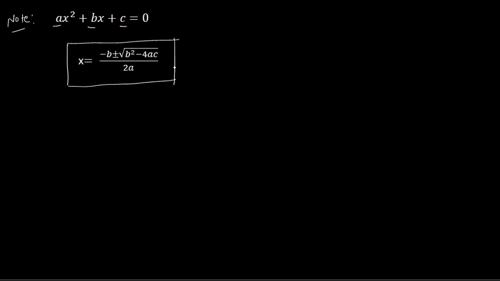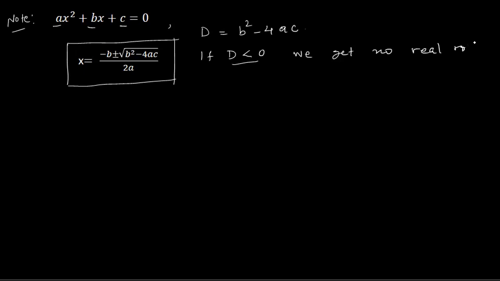Please remember here, b square minus 4ac is a very important term. It is called the discriminant, and whenever it is less than 0, we get no real roots, or we get complex roots. Let us understand this through an example.